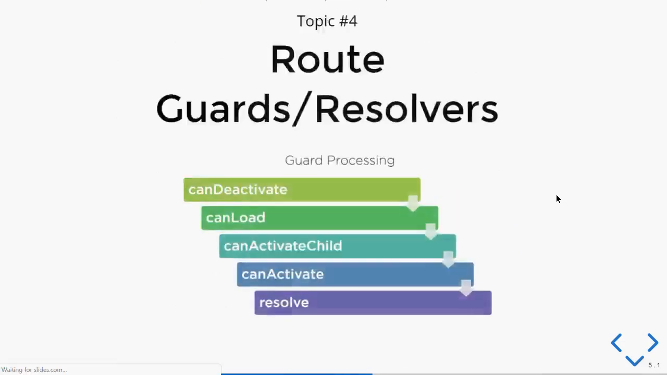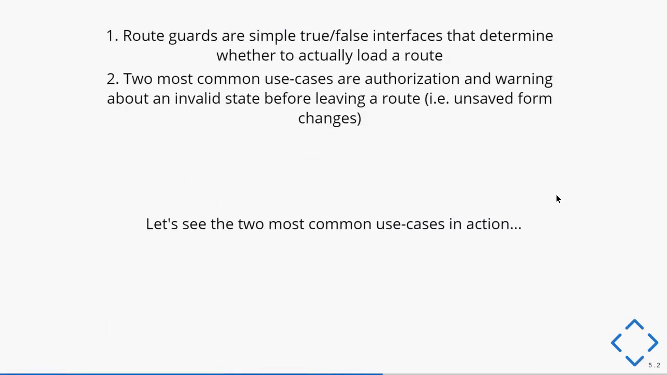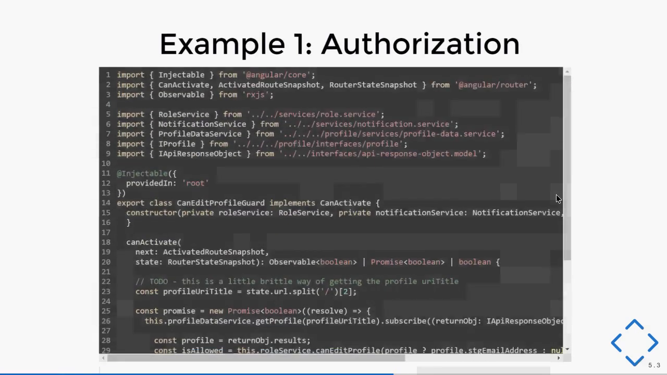And the idea is, route guards are a simple true-false interface. So the method that we implement just returns true or false, and that is saying whether or not we actually will load the route. So the two most common use cases for route guards are, obviously, authorization. If we have someone that we don't want to allow to get to a route, we put up a route guard. But there's also another application of a route guard that I really like, which is if the component is in an invalid state. For example, they have a form and they haven't saved changes yet, or whatever the case is, and we don't want to let them leave the route. So the authorization is coming in, the unsaved changes is going out. We can implement those using route guards.